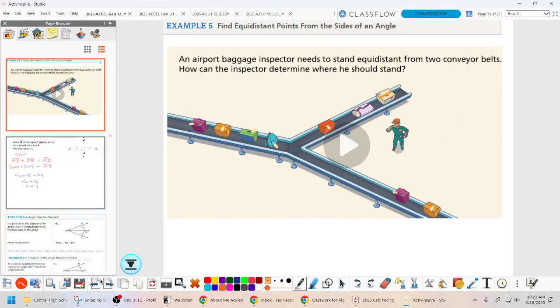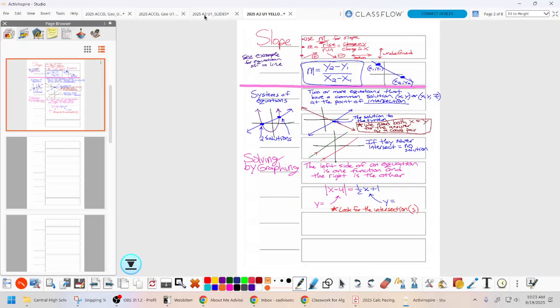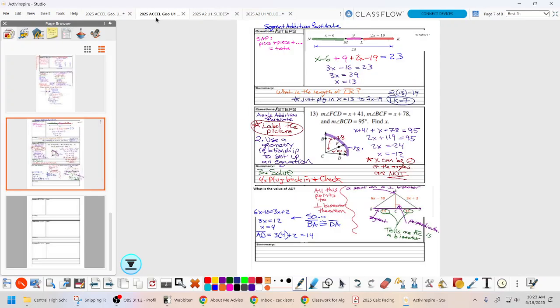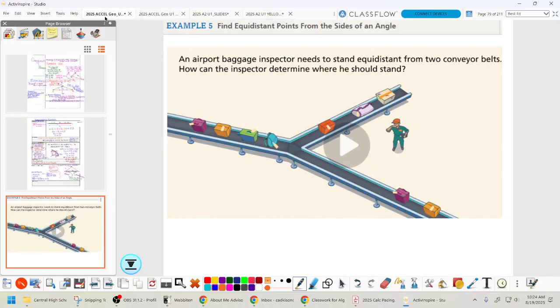Let's do a quick reminder of the perpendicular bisector theorem from our notes yesterday. Remember that it can look like a triangle as well. It can look like the big circles thing. There's just lots of versions of this. So what are your cues? Here's a Y shape, and it says an airport baggage inspector needs to stand equidistant from the two sides or the two conveyor belts.